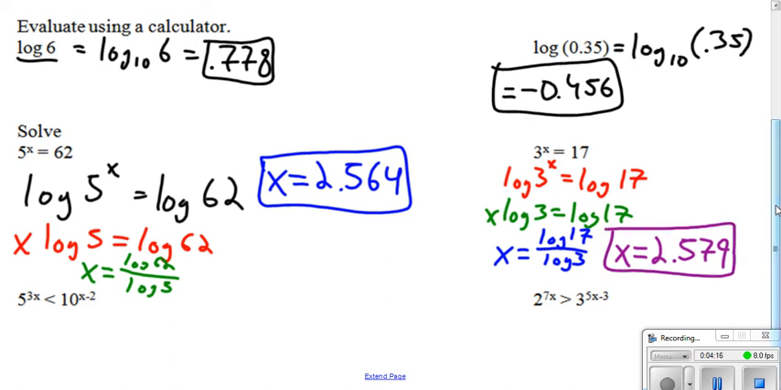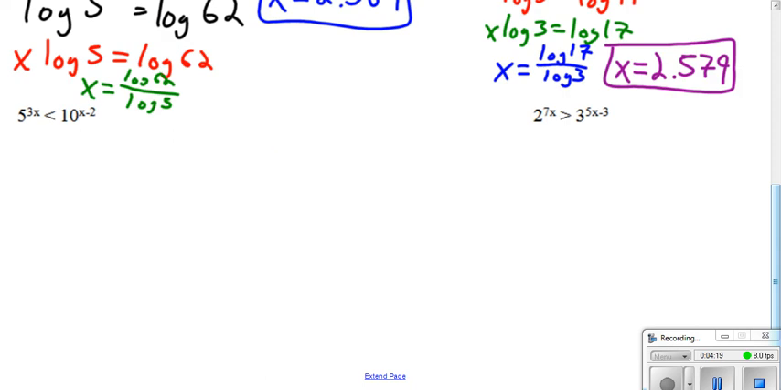Well, running out of room on these ones. Let's give us a little more space. So if we are doing the same thing, but instead of equations we have inequalities, the same exact thing is going to happen, except we just have to remember to flip the sign if we ever multiply or divide by a negative. That's really the only thing that's going to change. So first step, take the log of both sides.